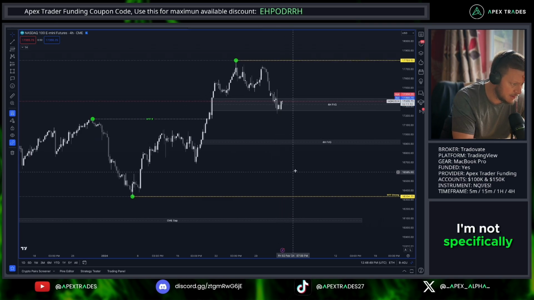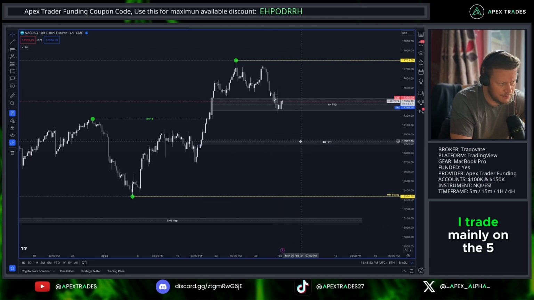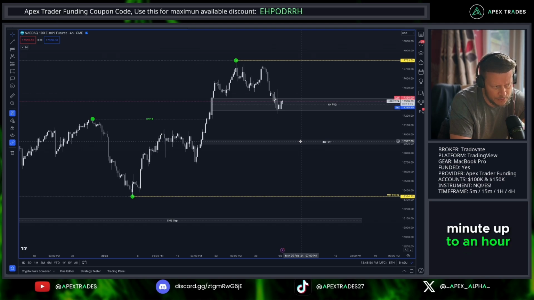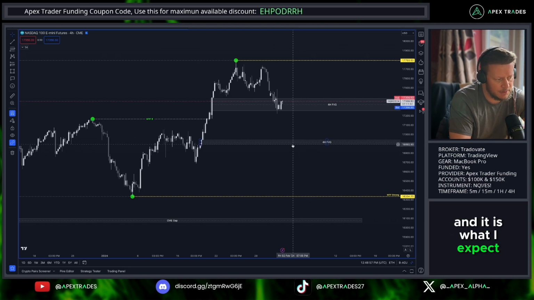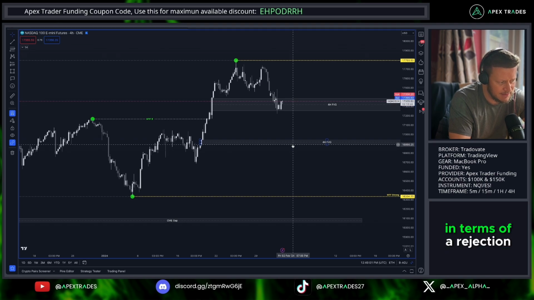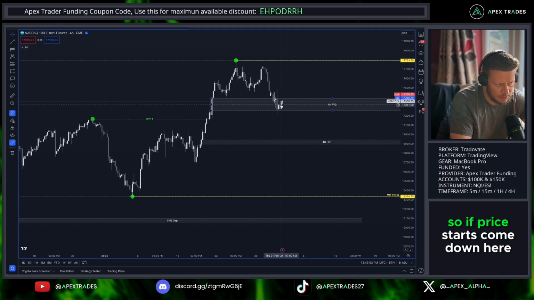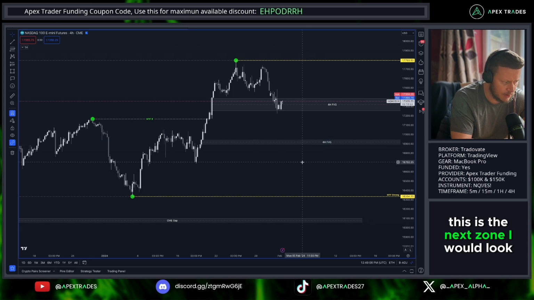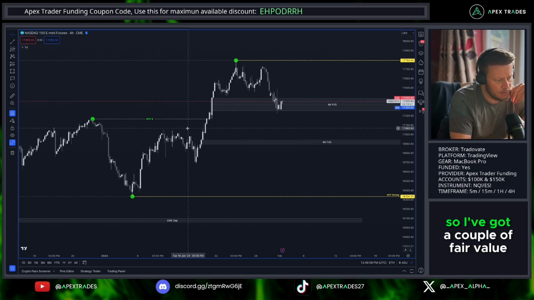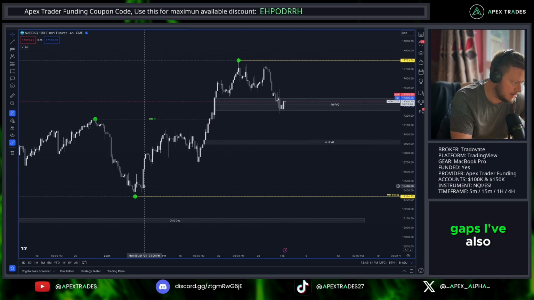Now these are more longer term elements. I'm not specifically saying that this is where I'm going to trade because I trade mainly on the 5 minute up to an hour. These are zones and areas where I expect some sort of bigger instability in terms of a rejection that could come in. So if price starts to come down here, this is the next zone I would look at. But then the other thing now, so I've got a couple of fair value gaps.